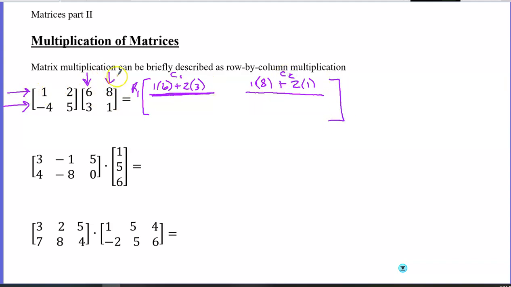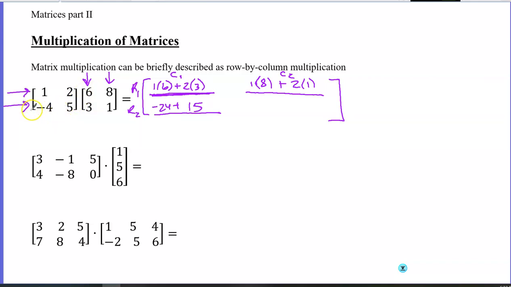Okay, then we're out of columns, so we're going to go on to row 2. Now we're going to do row 2 with column 1, which would produce the element for row 2, column 1. Dot product, here we go. Negative 4 times 6, negative 24, plus 5 times 3, 15. Again, I'm doing the dot product of this vector and that vector, which is another way of thinking about this.